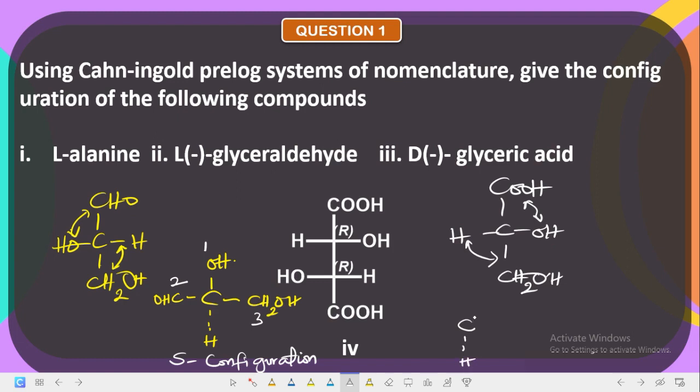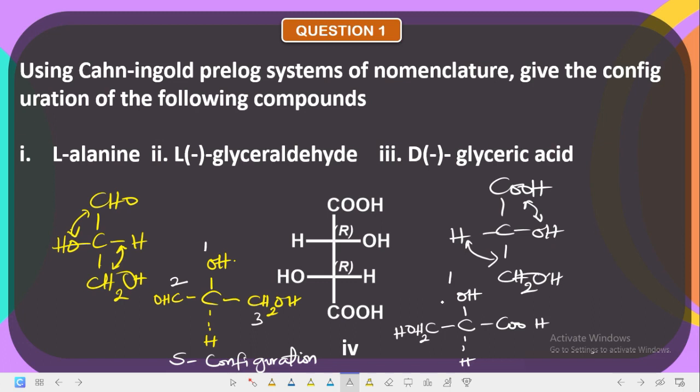Hydrogen. Then in place of hydrogen before, what are we now going to have? We have our CH2OH. Then on top here, what are we now going to have? OH. And here, what are we going to have? COOH. Now, in this structure, what do you think will be the configuration?